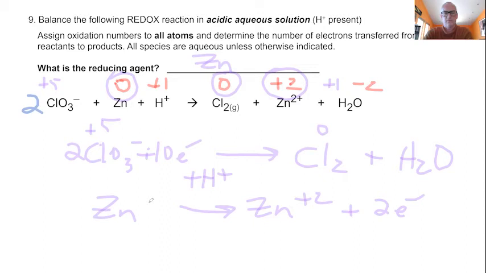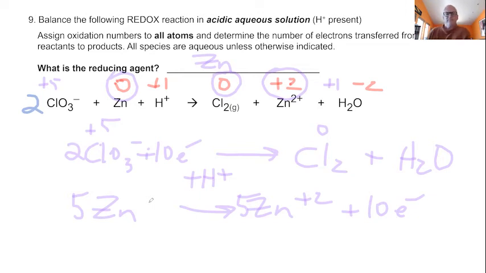Times 5 to the bottom equation. This has to happen 5 times in order to generate enough electrons to carry out my reduction reaction. So I need 5 of these, and then this becomes 10. So now I have balanced my electrons.